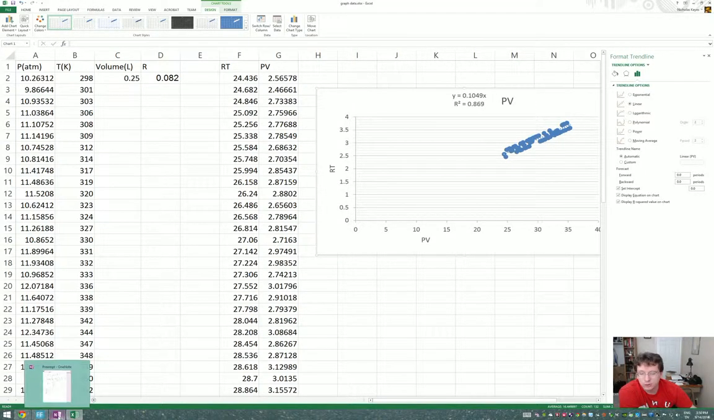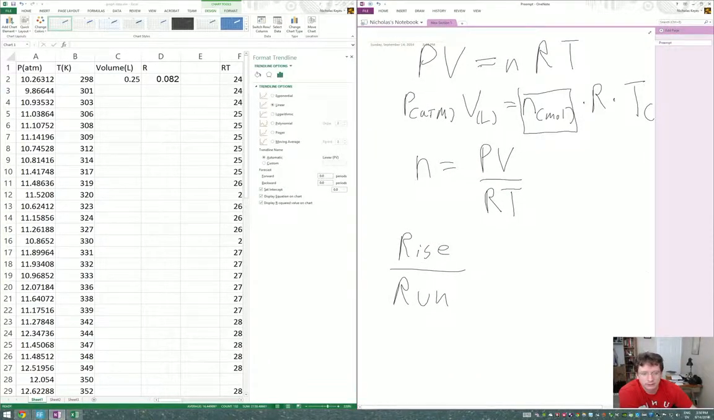0.1049x is equal to n, right? That comes right back to this concept because we graphed PV versus RT, and that means that's what our slope is going to be. It's going to be rise over run. It's going to be n. So our slope is PV over RT. So it actually is already doing the math for us.